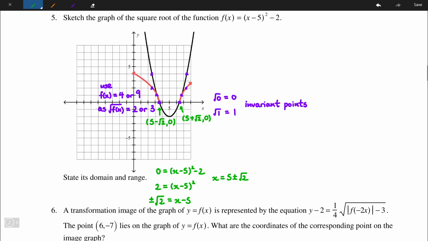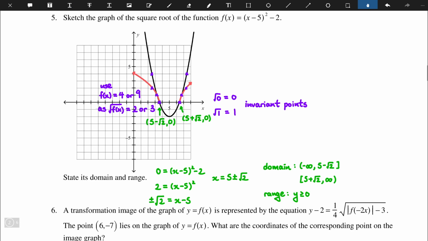As such, the domain of the square root of f of x will be from negative infinity to 5 minus root 2, with square brackets, and also 5 plus root 2 with square brackets, all the way to infinity. The range will simply be y is greater than or equal to 0, since this function will continue on upwards. Okay, let's move on to number 6.